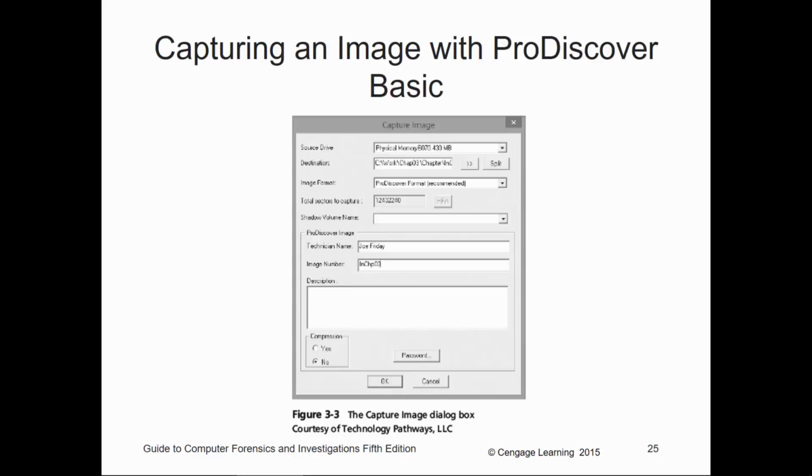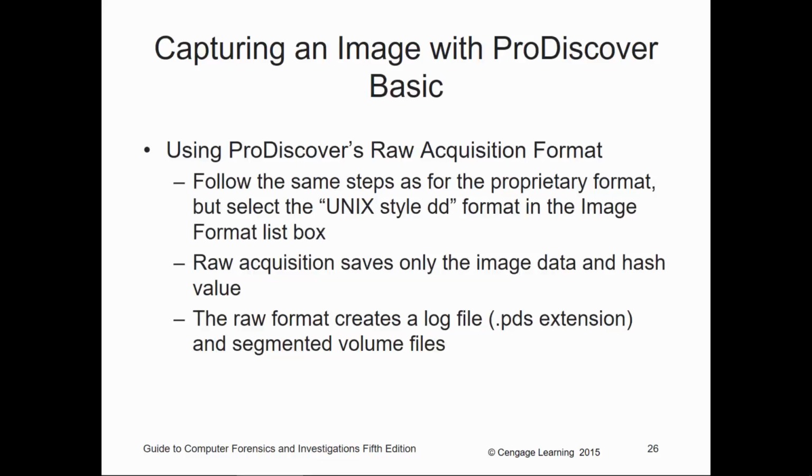No having to remember, oh, what case was that for? What was I doing? We can use ProDiscovery. It does have a raw acquisition format. We've already discussed raw. The raw format creates a log file, PDS. Again, why they do the log files that they do, not quite sure. The important part here, using ProDiscovery Basic, the raw acquisition saves only the image data and hash values. It does generate logs, but if we're talking just what it is going to collect or save, images and hash values.